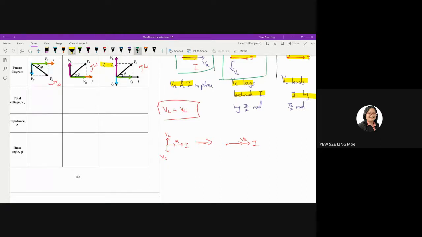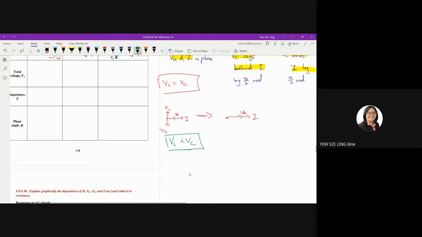Okay, and then if you have a case where VL is less than VC, even though it is a very rare case, it could happen. Then what are you going to do? Then your VL vector should be shorter than VC. This one is still your VR, and this is your I. So the resultant vector now becomes VR here, this is your I, and this would be your VC minus VL. And of course, all of them are still going to rotate in the anti-clockwise direction.